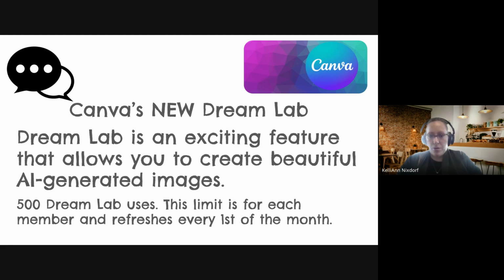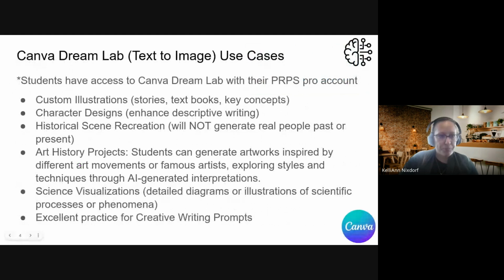We in Prairie Rose are a Canva district. And so every employee and student in Prairie Rose has a Canva Pro account that gives every one of those users up to 500 Dreamlab uses in each calendar month. So it'll refresh at the first of each month if they actually work through all 500 credits. That's a lot to get through.